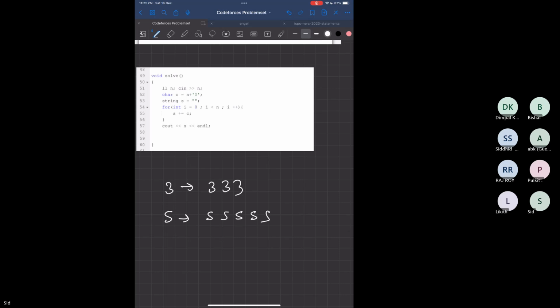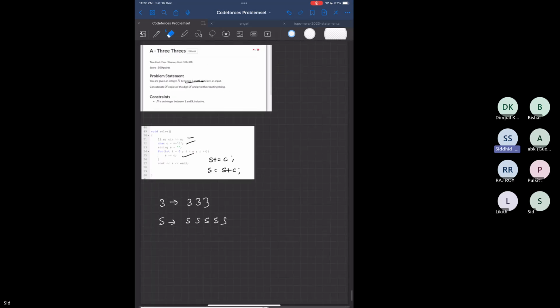So it is simple code. Basically we first take an input and then we make the character, and n times we just keep adding it. One thing to notice for the beginners would be that s plus equal to c is much faster than s equal to s plus c. That is something to keep in mind, though in this question it won't matter really. So that is all about question A, a simple question.